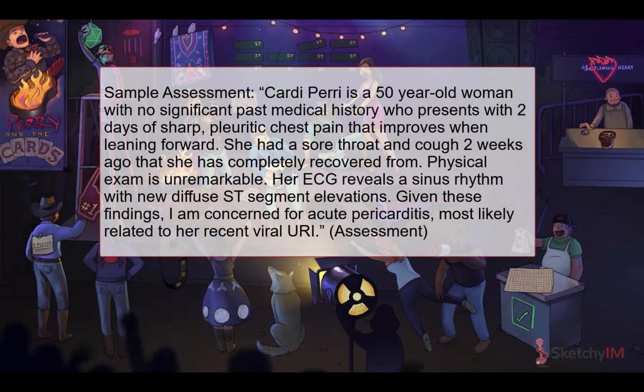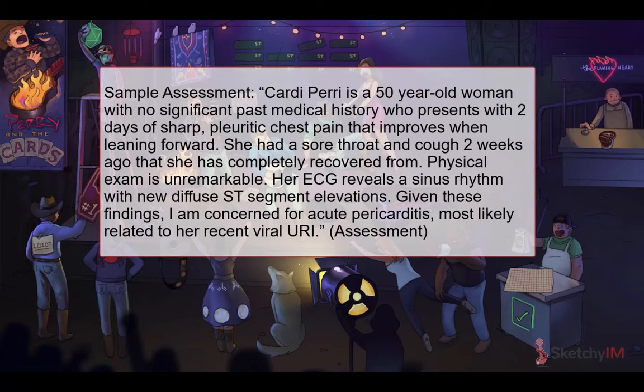Cardi Perry is a 50-year-old woman with no significant past medical history who presents with 2 days of sharp pleuritic chest pain that improves when leaning forward. She had a cough and sore throat 2 weeks ago that she's completely recovered from. Physical exam is unremarkable. Her ECG reveals a sinus rhythm with new diffuse ST segment elevations. Given these findings, I'm concerned for acute pericarditis, most likely related to her recent viral URI.